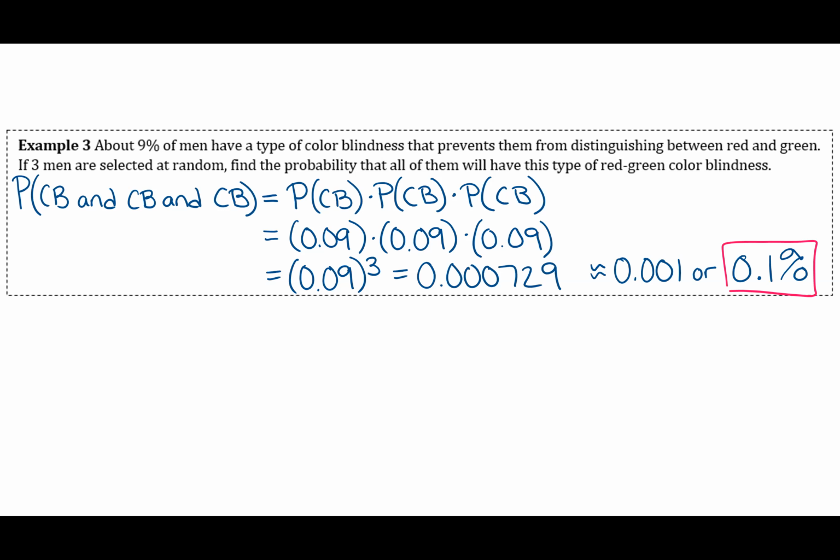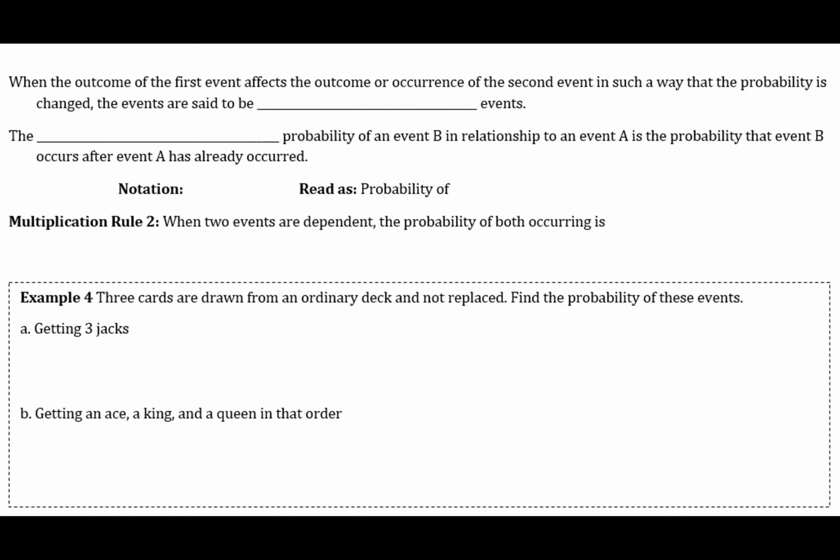I did show exponential notation there. It's obviously not hard to write 0.09 times itself 3 times. But imagine if it said 100 men are selected at random. You probably wouldn't want to write that out 100 times. So a quicker way of doing it would be 0.09, and then you just raise it to whatever power is appropriate. Yeah, that's a good point.